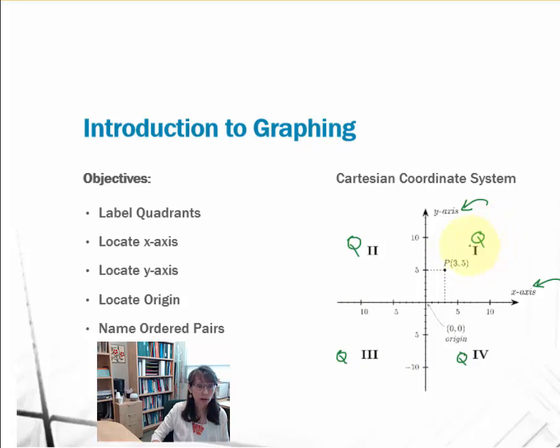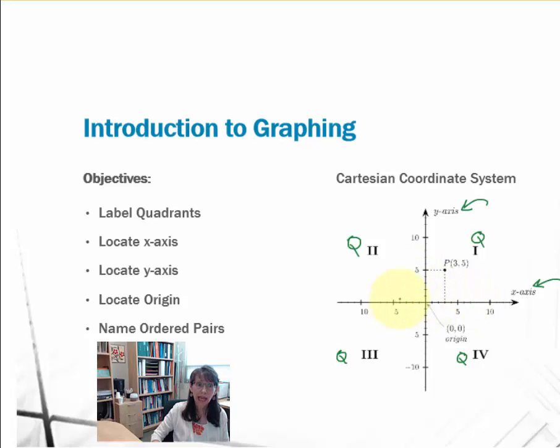So in that first quadrant, you can see that the x values and the y values are positive. In the second quadrant, x values are negative and y values positive. In our third quadrant, both the x values and the y values are negative. In our fourth quadrant, x values are positive and y values are negative.